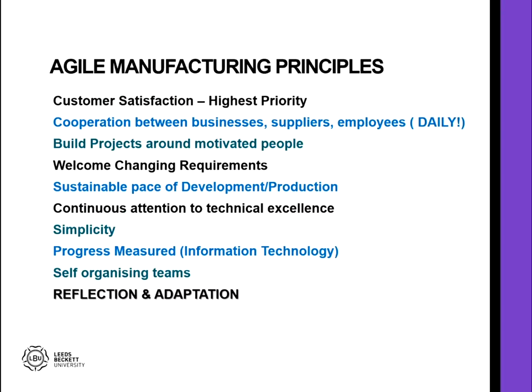Agile manufacturing principles are based around customer satisfaction as the highest priority, and cooperation between businesses, suppliers and employees. We've got to be able to talk to our suppliers, the people we're working for, and the people we're working with.